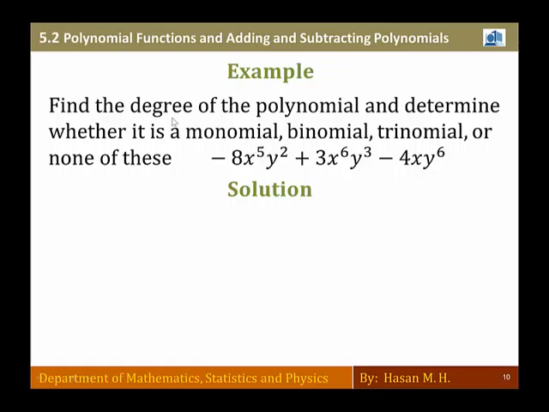Example: find the degree of the polynomial and determine whether it is a monomial, binomial, trinomial, or none of these. Negative 8x to the power of 5 y to the power of 2 plus 3x to the power of 6 y to the power of 3 minus 4x y to the power of 6.